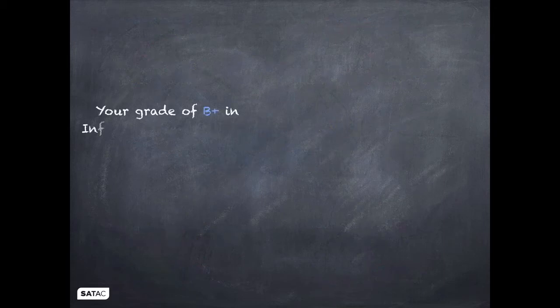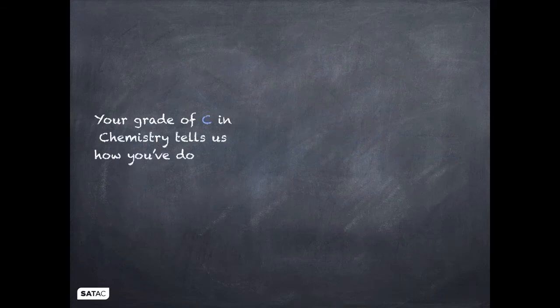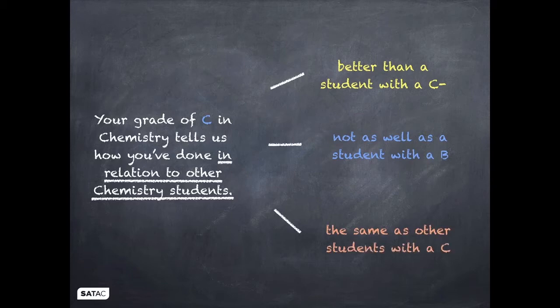Your grade of B+ in Information Technology tells us how you've done in relation to other information technology students. You've performed better than a student with a B-, not as well as a student with an A, and the same as other students with a B+. Your grade of C in Chemistry tells us how you've done in relation to other chemistry students. Again, you've done better than a student with a C-, not as well as a student with a B, but the same as other students with a C.